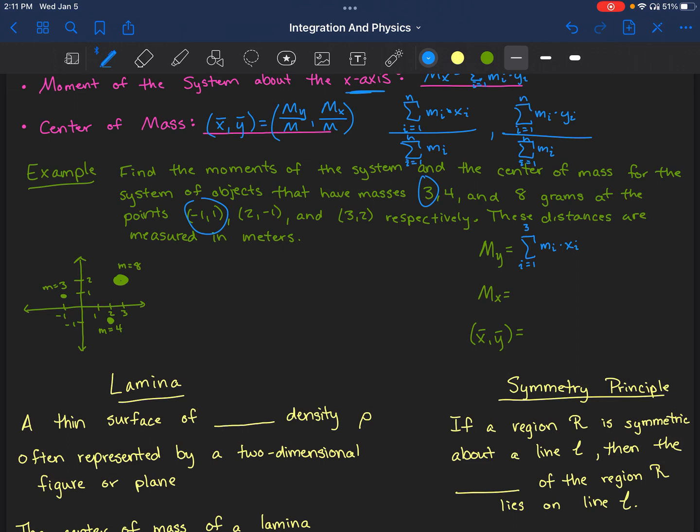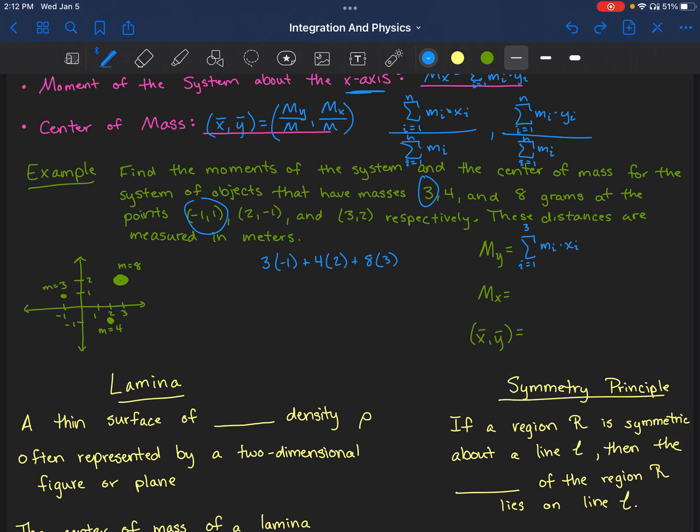So I'm going to use this as 3, my first, times -1, the first x value, plus 4 times 2, the second x value, plus 8 times 3. So again, notice I'm taking the masses 3, 4, and 8, and I'm multiplying that by the corresponding x value. So think about it.